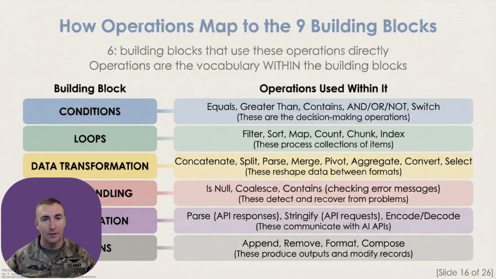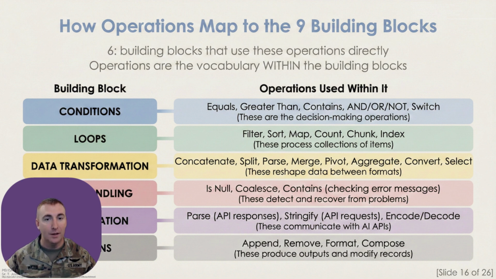connect. Here is the connection most automation training misses. Operations are not separate from the building blocks. They are the vocabulary within each block. Conditions use equals, contains, and, or, switch. Loops use filter, sort, map, chunk. Data transformation uses parse, merge, pivot, aggregate. Study this mapping. It is the architecture.